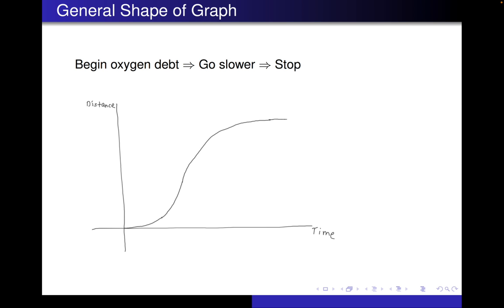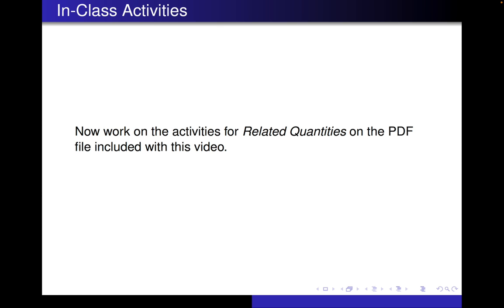Now, I don't exactly know what the numbers are on this graph, but I can tell a lot about the behavior of the distance versus time just by looking at the graph, and all that behavior was based upon what I knew about the two quantities that I was looking at. So now I think you've gotten a good enough look at these to work on the activities. The title on Blackboard, the PDF file, is called Related Quantities, and that is the link right above this video.